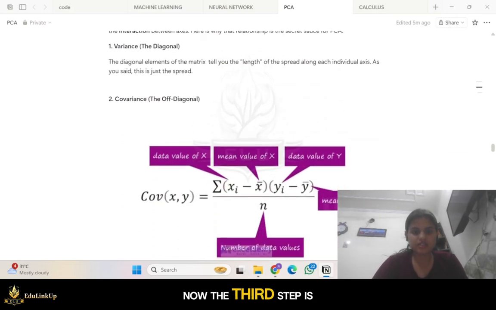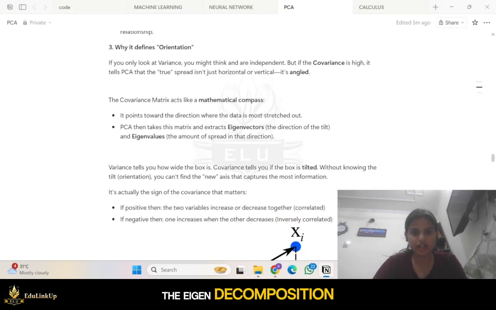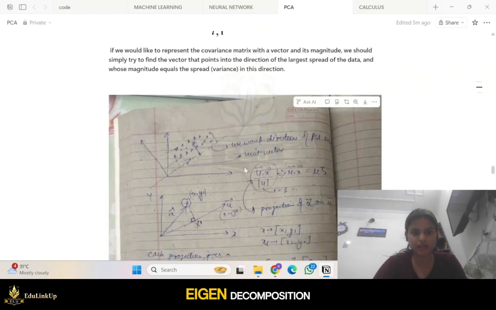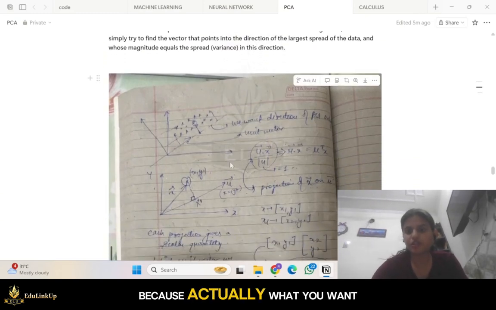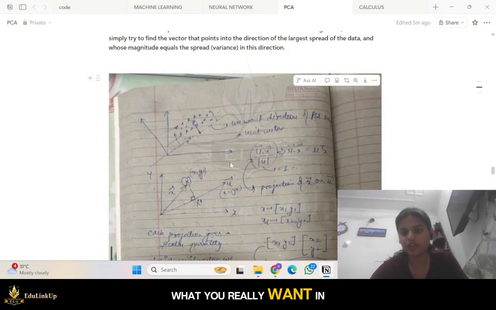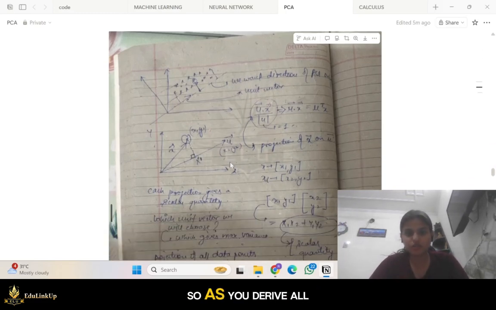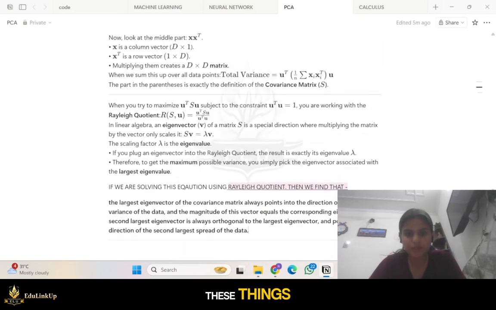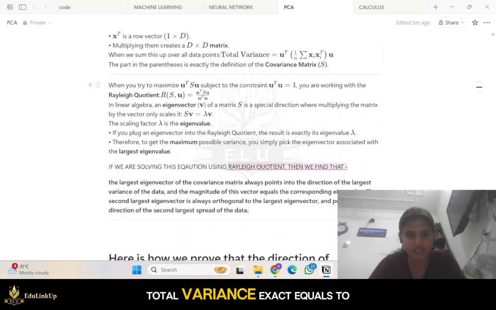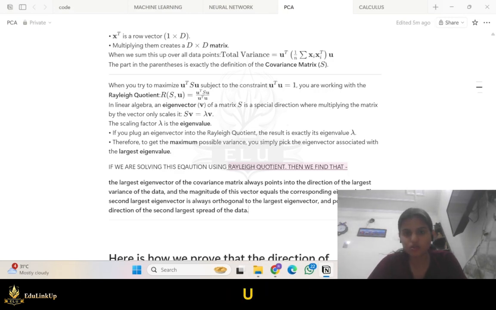Now the third step is the eigen decomposition. What you really want in the eigen decomposition is to find a vector u that maximizes the variance of our projected data. As you derive all these things, you will get the total variance equals u transpose S u, where S is the covariance matrix and u is the vector. So this is the total variance, and now we want to maximize it.